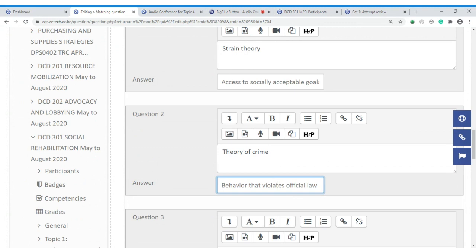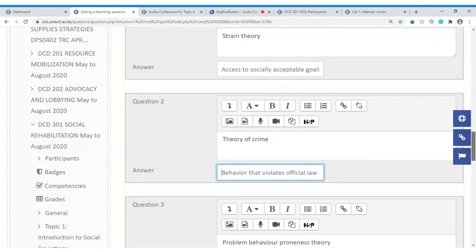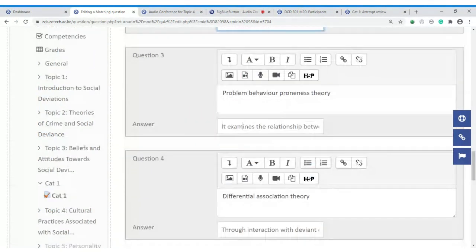Theory of crime. It just says that behavior that violates official law and is punishable through formal sanctions is what is called crime. Behavior that violates our official laws in Kenya is called crime. As easy as that. Number 3, in fact, I wrote this question because we have discussed a number of theories. It's just good to enumerate them.